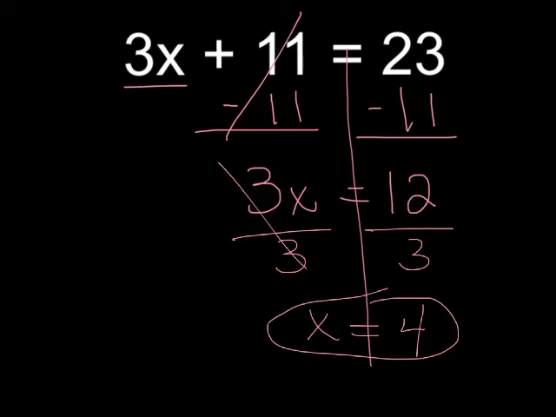Go back and either by writing down your check or by checking with mental math, plug a 4 in for this variable. If this x was a 4, the problem says multiply it by 3. So 4 times 3 is 12. Add 11 to that. 12 plus 11 is 23. So we got the right answer.